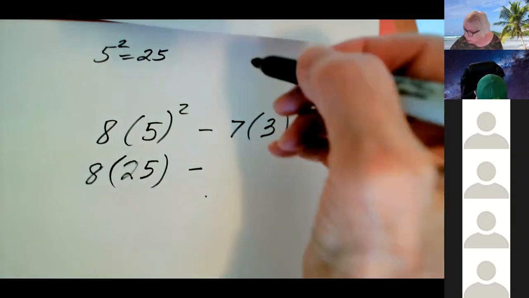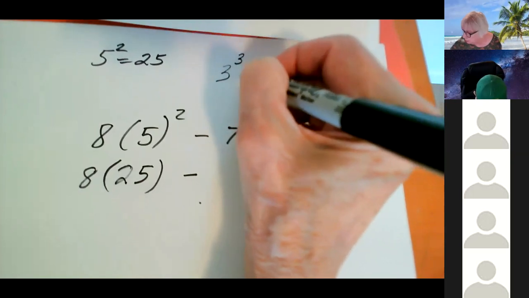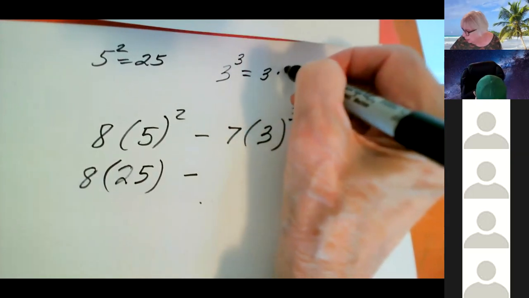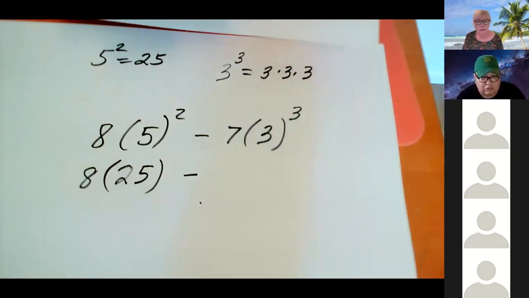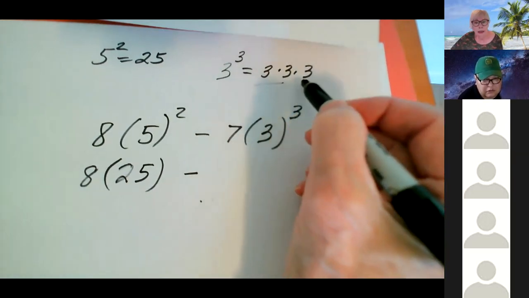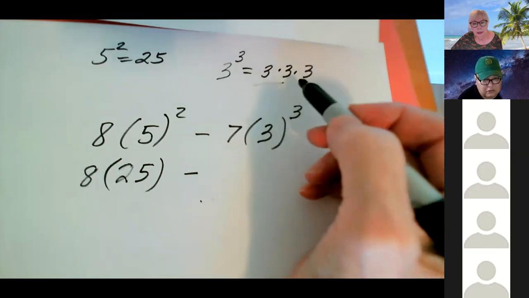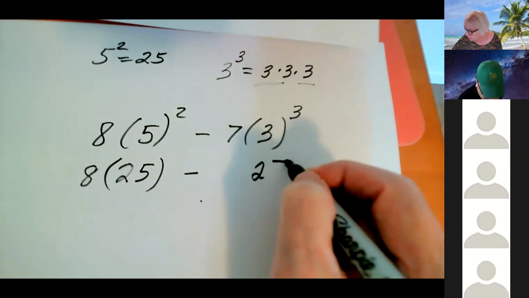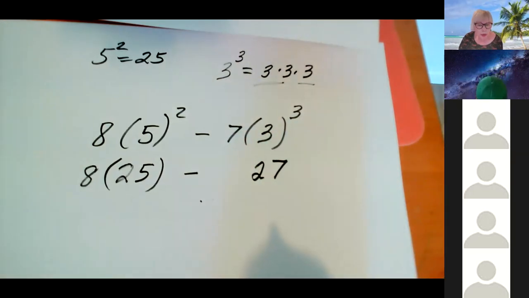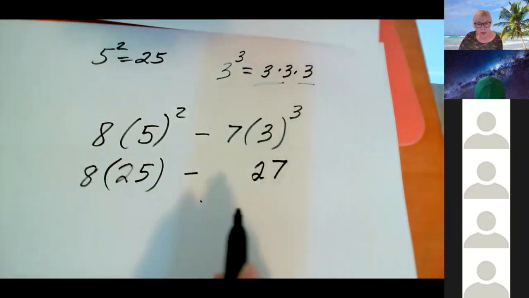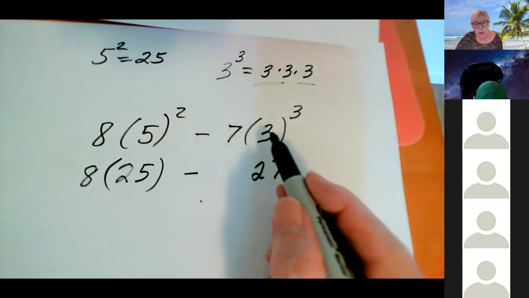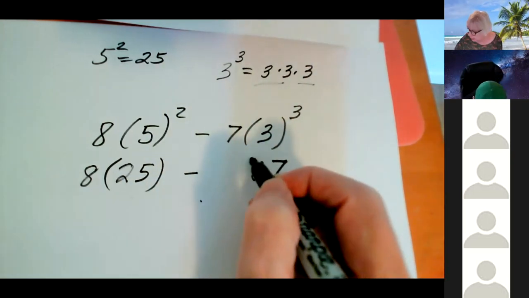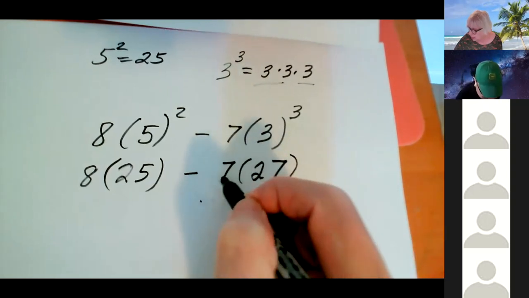Over here, I've got 3 cubed. And don't say that's 9 or something. That's a mistake. 3 cubed is 3 times 3 times 3. And so that's 9, and 9 times 3 is 27. This was a problem out of the book, so I'm just going to deal with it. The number's a little high. And so 3 cubed is 27. That would still have to be multiplied by 7.